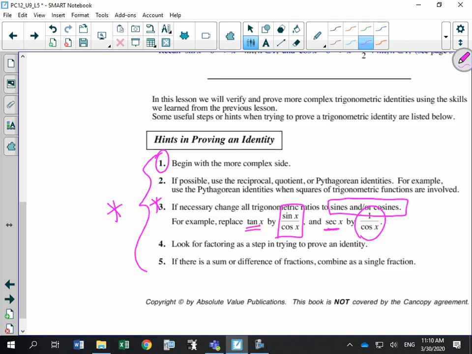Then we're going to look for factoring. So we're going to factor where possible. And then if there's a sum or difference of fractions, so if you're adding or subtracting fractions, what we need to do is combine as a single fraction. So this is where we're going to be dealing with common denominators. Okay? And you'll see all of these in the next few examples.